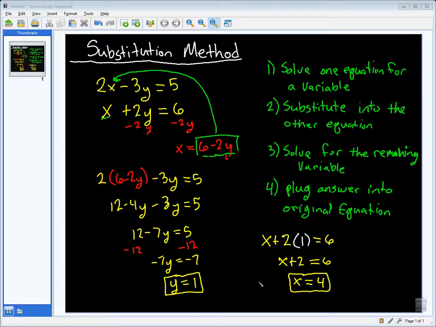Now I have an answer for x and for y, which means that I have a point, (4, 1). This point is the point that works for both the x and the y in each one of these equations.